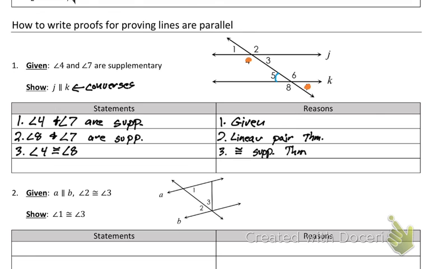I just showed that 8 and 4 are congruent. Can I now say that those lines are parallel? Yes, I can. And can someone raise your hand and say why I can say that J is parallel to K? Corresponding angle converse. Thank you for saying the word. Converse. That's the important word there. Converse is that big important word.